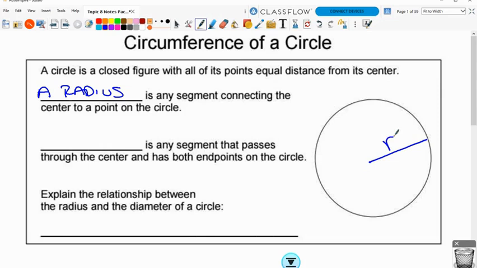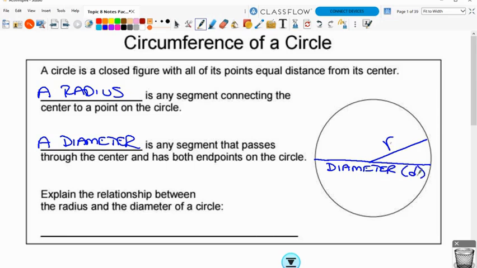Another segment about circles that's important to know is called a diameter. A diameter is any segment that passes through the center and has both of its endpoints on the circle. Okay, so the radius starts at the center and lands on the circle. A diameter, though, is going to have both of its endpoints on the circle, and it needs to go through the center. So we can draw a diameter, maybe something that looks like that. Okay, and this segment right here is the diameter. And again, we can think about that as the letter D, D for diameter.